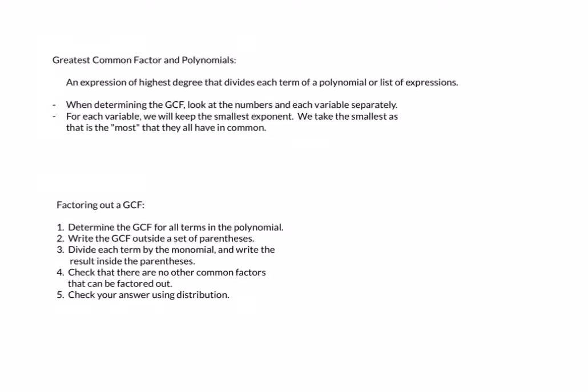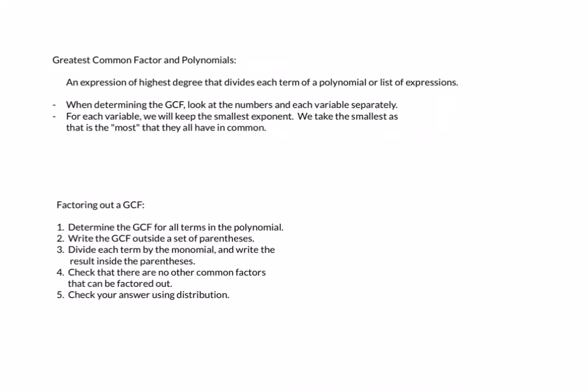In this section, we're just going to talk about greatest common factor and factor by grouping. So let's go ahead and talk about greatest common factor in terms of polynomials. Greatest common factor, this is an expression of highest degree that divides each term of a polynomial or list of expressions. When determining the GCF, you want to look at the numbers and each variable separately. And for each variable, we will keep the smallest exponent. We take the smallest as that is the most that they all have in common.